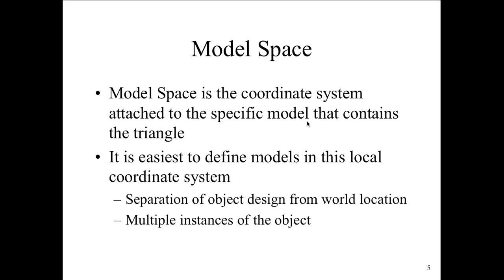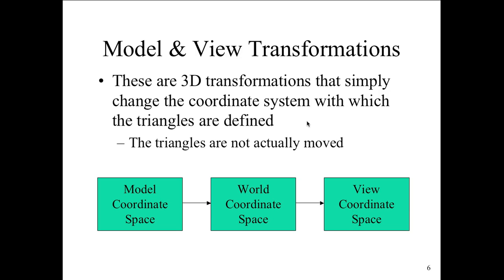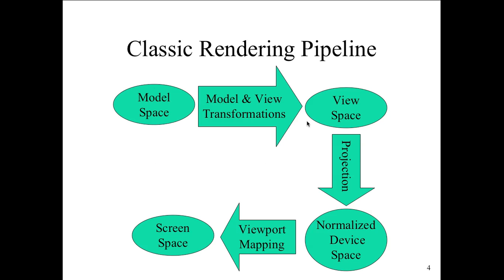Separation of the object design from the world location. And multiple instances of an object might actually appear in the object space, the model space, I should say. And hopefully you have more than one object in the model space, because if you don't, it's not a very sophisticated space or program. So we go from model space, which is translated into the model and separated out by the model and view transformations.